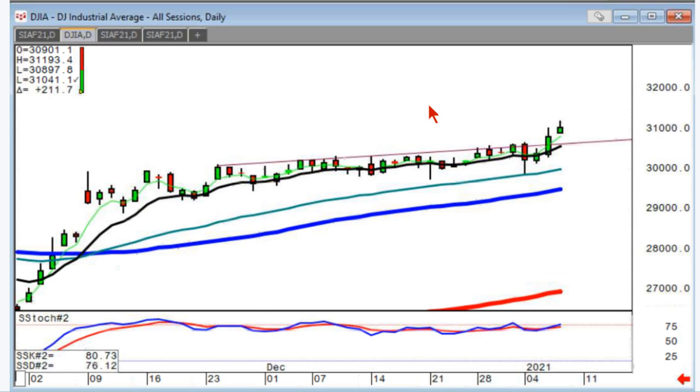So, for those of you, I didn't finish, did I? I also have the 34 EMA. That works reasonably well.